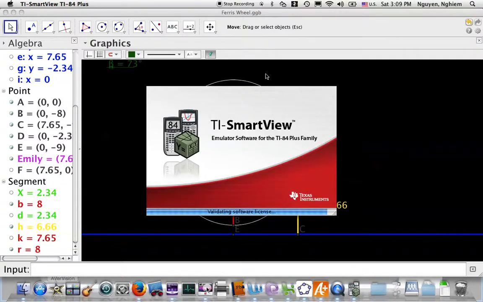There it is. Okay. And while we're waiting, you should think about a few things. What if the wheel wasn't rotating counterclockwise? How would this change the problem? Or, what if Emily didn't start from the bottom, but she started from the side of the wheel? How would that change the problem?